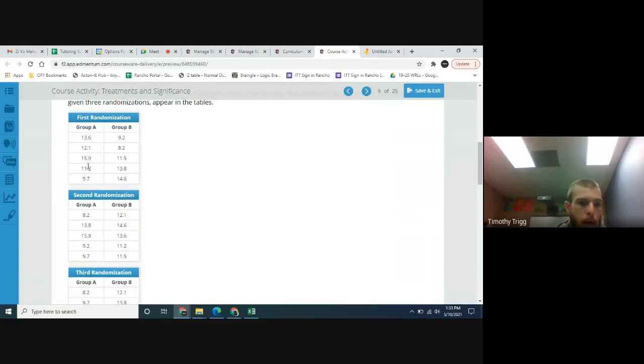So first, let's look at group A. How do we calculate the mean here? Well, we want to add up these numbers here and divide by how many there are. In this case, there are 5 numbers, so we're going to add up these 5 numbers in group A and divide by 5. That's how you calculate the mean of a sample.